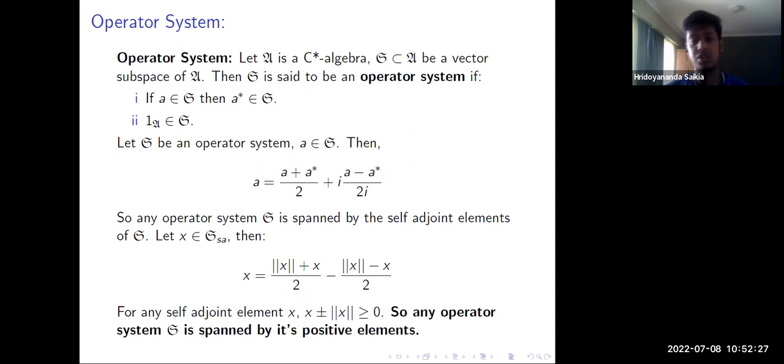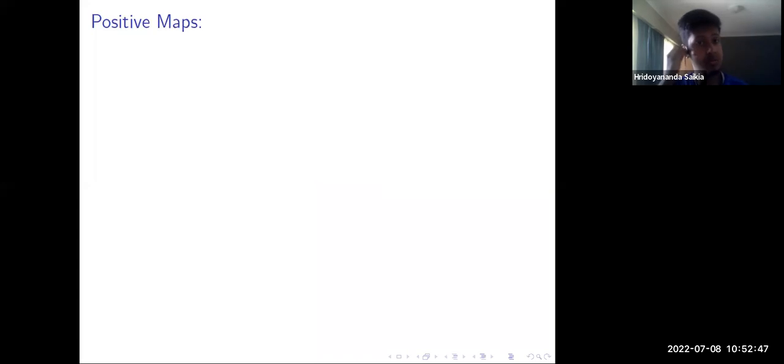So the conclusion is that any operator system is actually generated by its positive elements. So we can conclude that whenever we are given an operator system, there exist enough positive elements to generate the whole operator system. Now we are in a position to define positive maps.